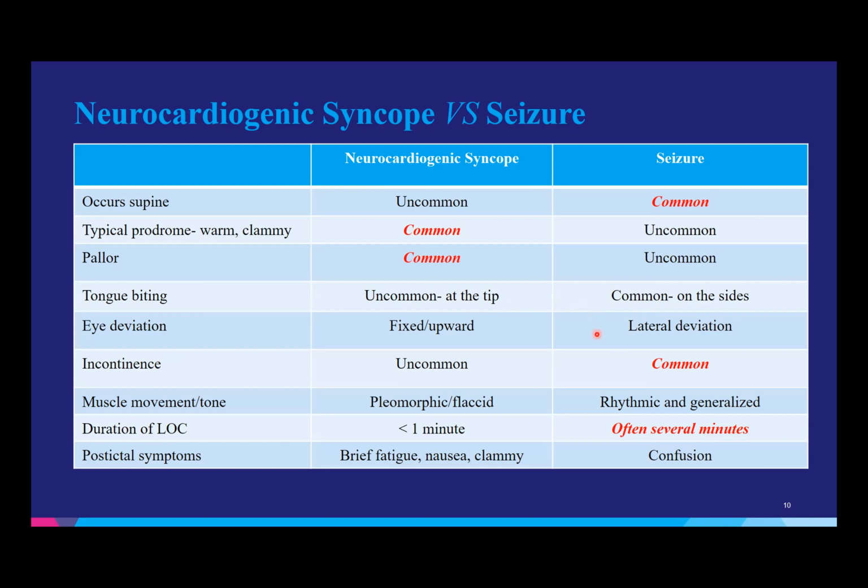Eye deviation. Most stories you'll hear, they'll say, oh, they fell backwards, their eyes went up, yikes, they had a seizure, right? Because bystanders are reporting these stories to you. Lateral deviation is quite classic for seizures. Upward deviation is quite classic for vasovagal or cardiogenic syncope, and we're going to watch a video in a second. Muscle movement and tone: rhythmic and generalized is pretty classic for a tonic-clonic seizure. More flaccid muscle tone is pretty classic for vasovagal syncope.